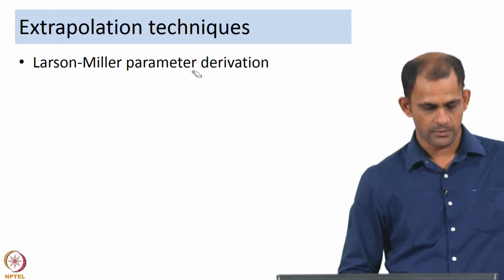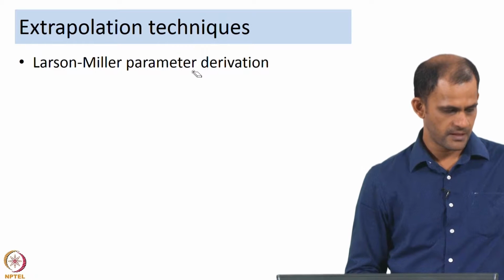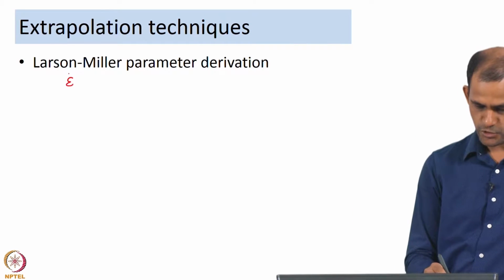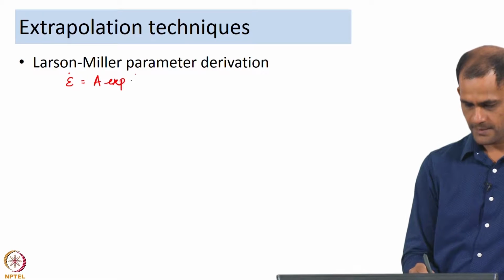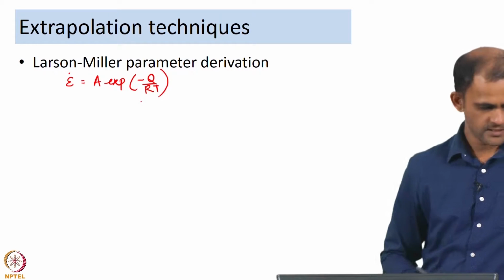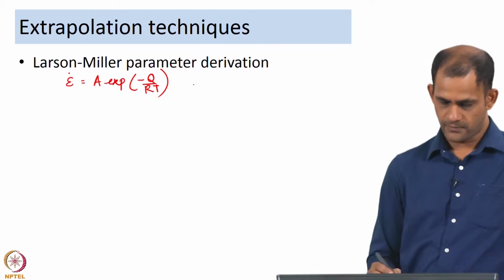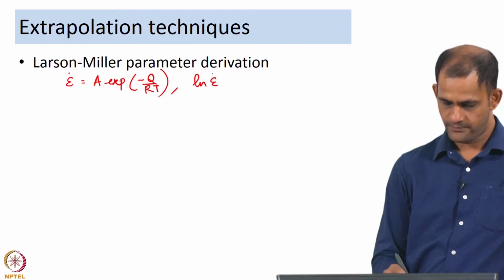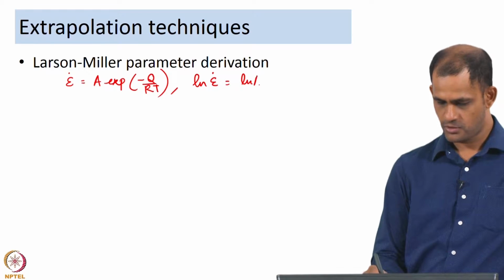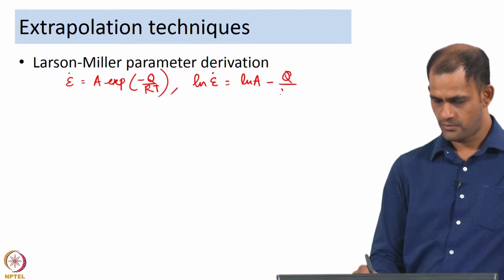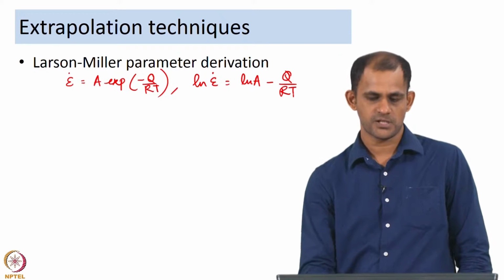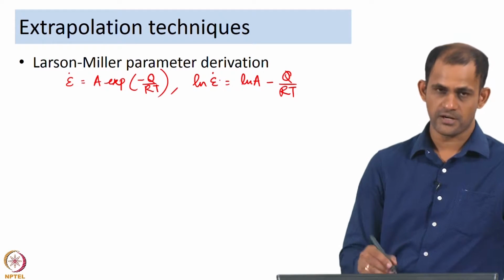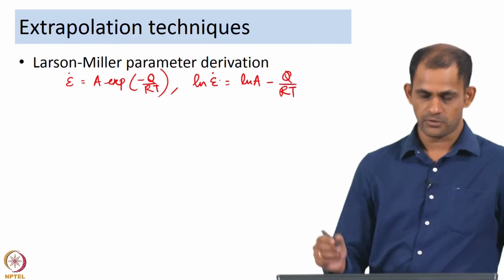Here I am going to talk about the derivation of the Larsen-Miller parameter. Like I said, the strain rate of deformation is dependent on the temperature in the following form. This is the Arrhenius equation. If you take ln of strain rate, that gives you ln A minus Q over RT, and if you are talking about rupture, then this is the strain rate of deformation leading to rupture.